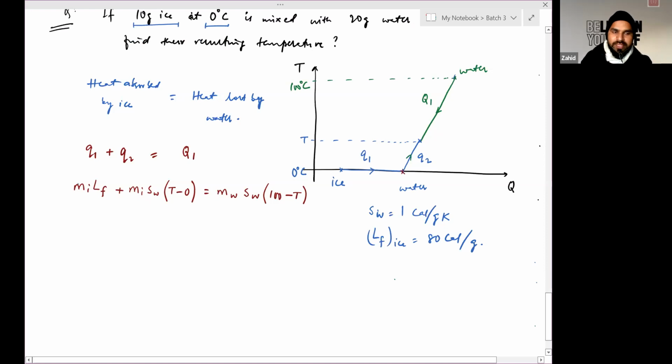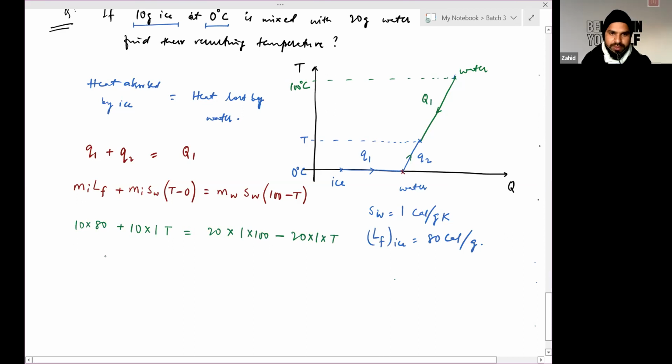Okay, we have mass of ice as 10 gram. Latent heat of fusion of ice is 80, multiplied by mass of ice, which is 10 gram. Specific heat capacity of water is 1 and change in temperature is T minus 0, so keep it as T. Next, mass of water is 20, specific heat capacity of water is 1, multiplied by 100 minus T, into 1 multiplied by T.